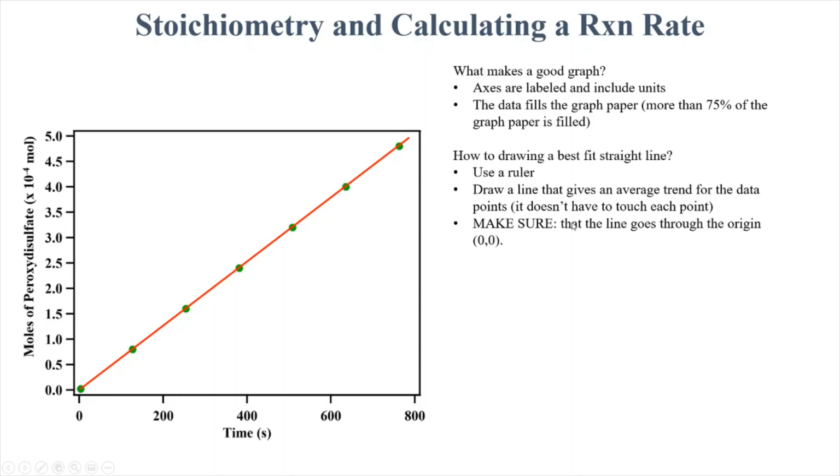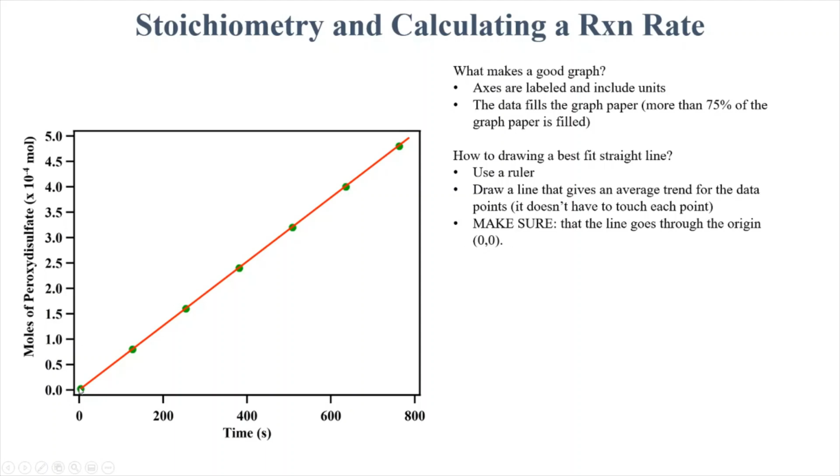Now, there is one thing that's really important here. We have to remember that in this experiment, at the very beginning, we have to have some kind of starting point. And at the beginning of this experiment, no moles of peroxydisulfate were consumed, right? At time 0, when the experiment first begins, all of our peroxydisulfate is still there. None of it has been consumed. So we need to have a data point that is 0, 0.